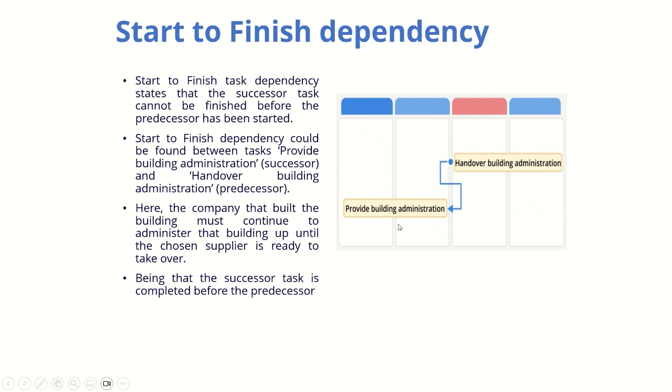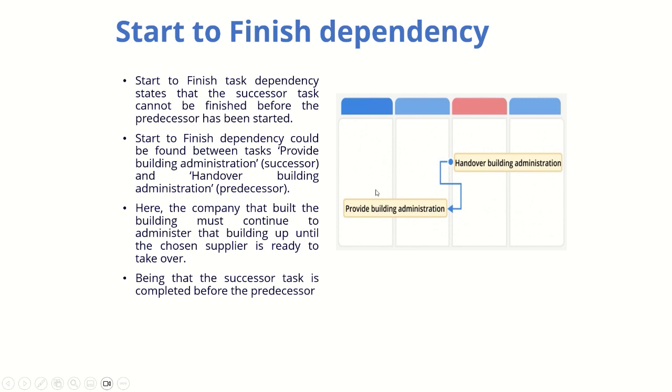So the company that built the building must continue to administer the building up until the chosen supplier is ready to take over. Okay, so the person who is actually administering the building has to keep on doing it until they hand over the building administration, right? The successor task may be completed, but only after the handover will you be able to provide this building administration to the next party.